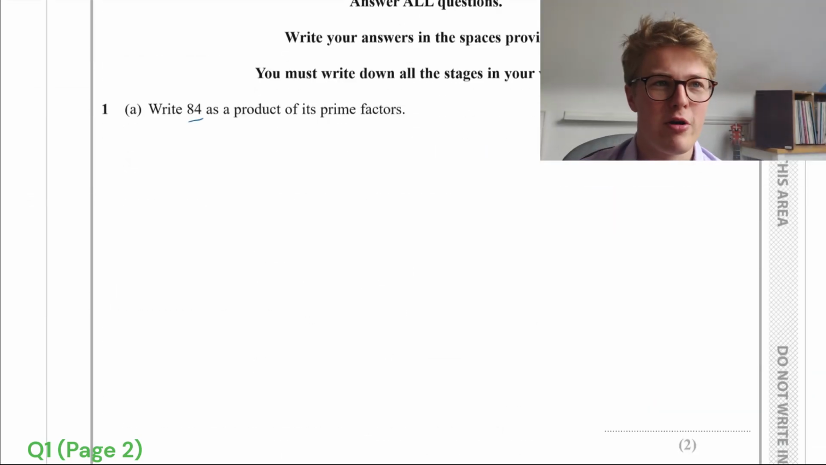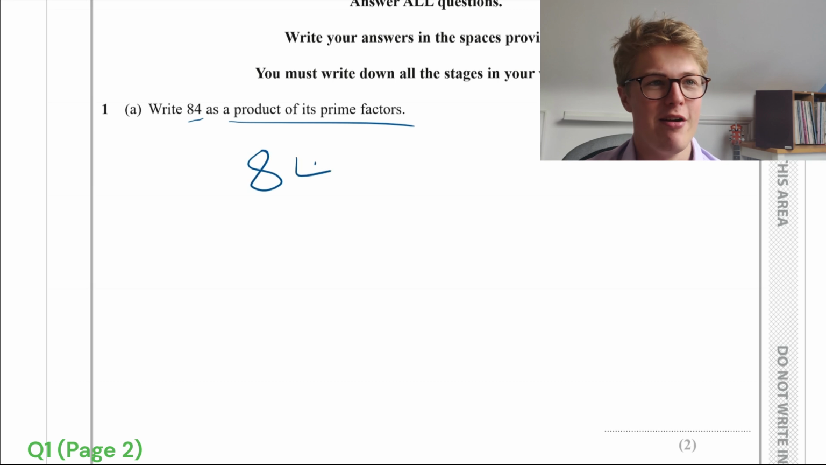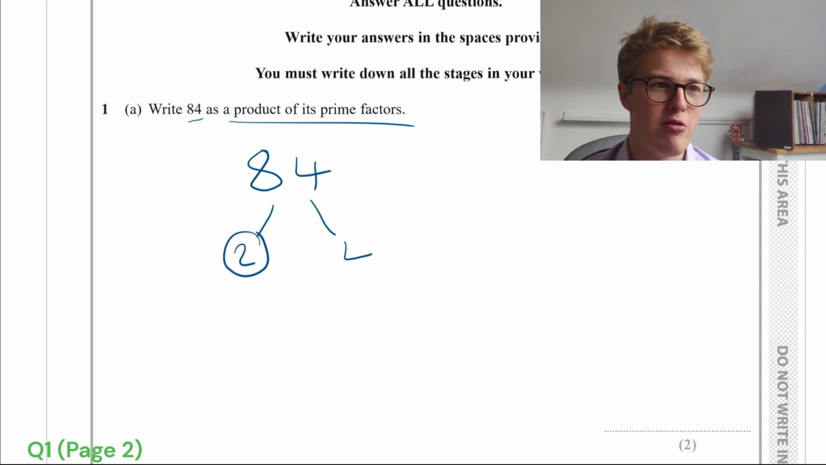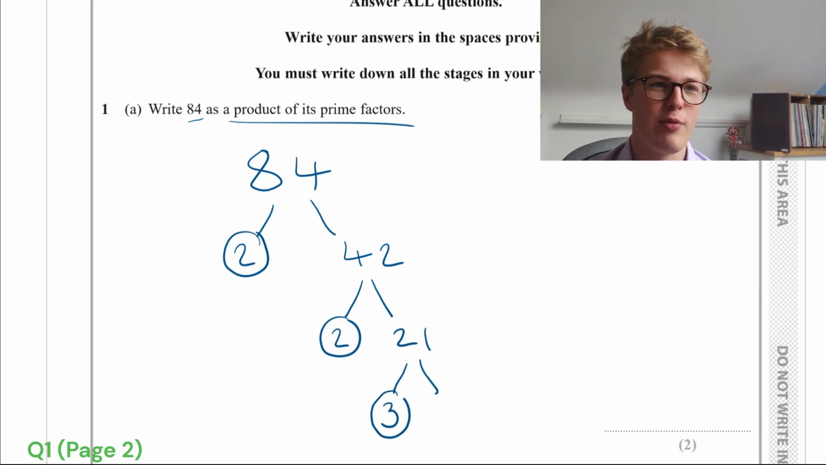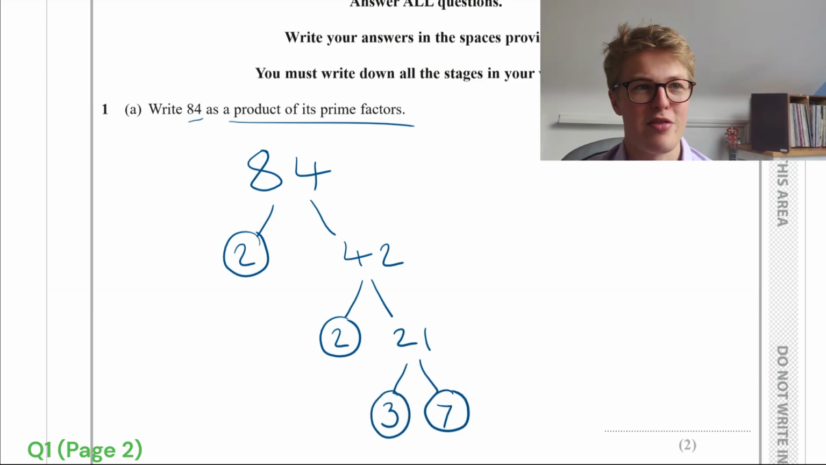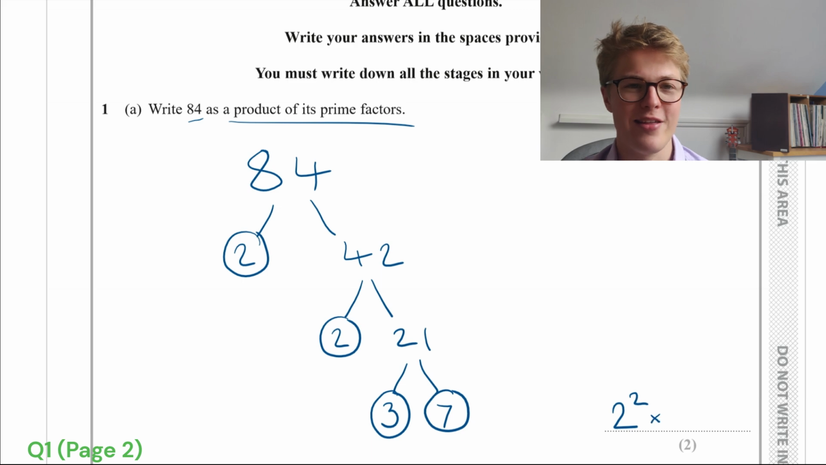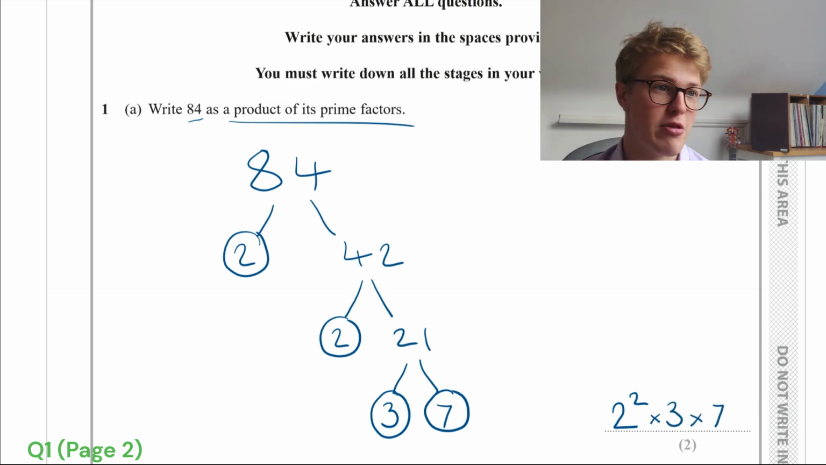Write 84 as a product of its prime factors. So we write out a factor tree, and we do 84 divided by 2, and that gives us 42. Then 42 divides into 2 and 21, and then 21 divides into 3 and 7. So therefore, as a product of its prime factors, 84 is 2 squared times 3 times 7.